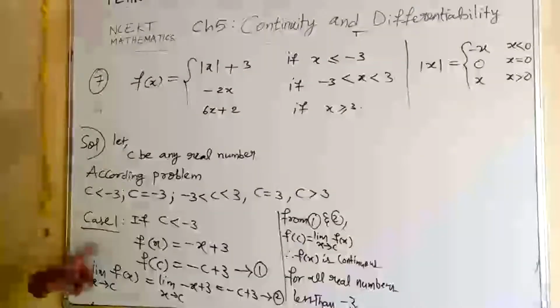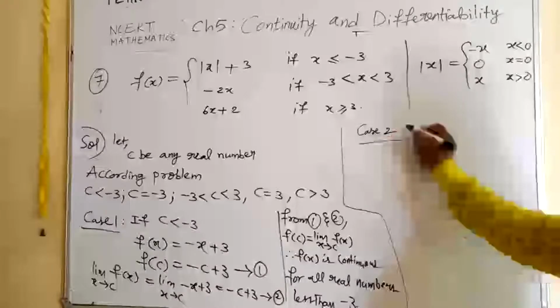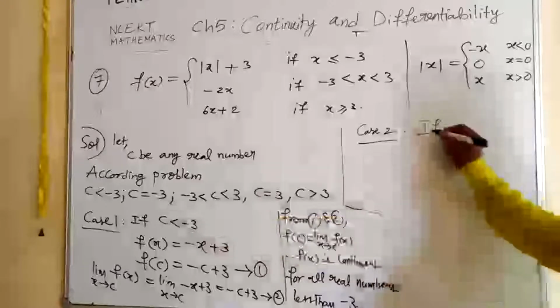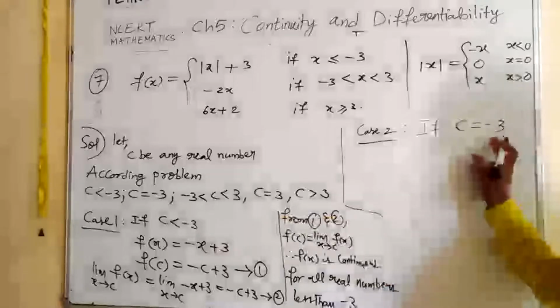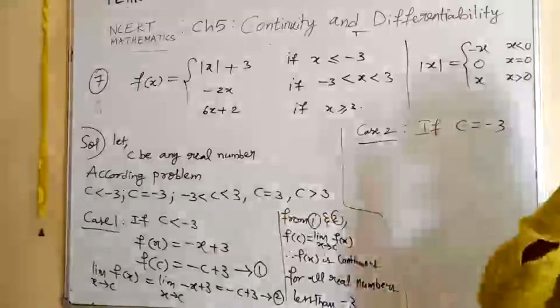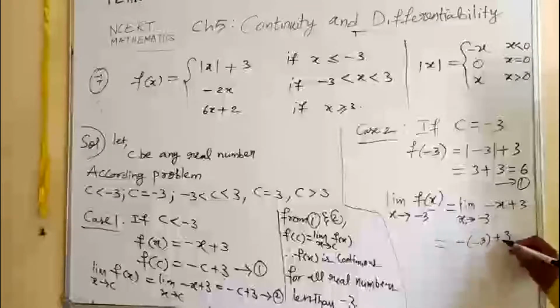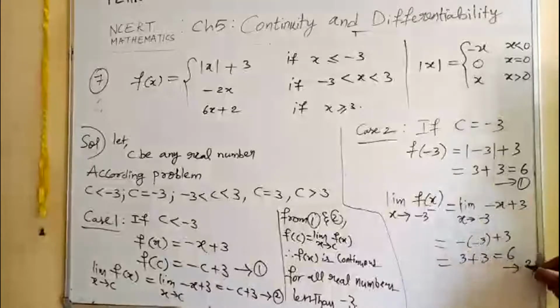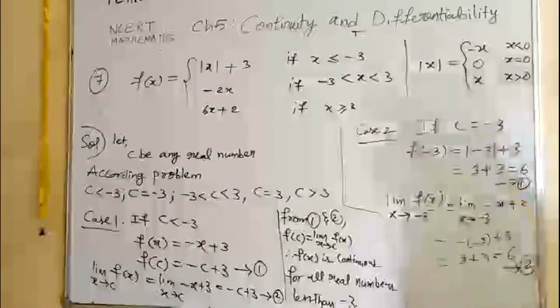So now let us go for the second case and third case also, then you can understand. What is case number 2? If c is equal to minus 3. When c is equal to minus 3 happens, what possibilities are there? Minus x plus 3 gives minus of minus 3 plus 3, so you get 3 plus 3 is equal to 6. This is again equation number 2. Now the right hand limit we have to check.